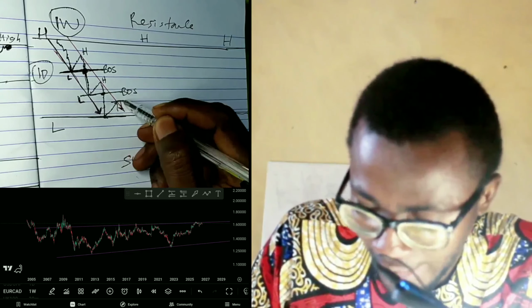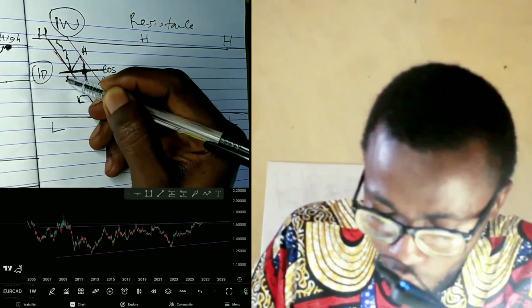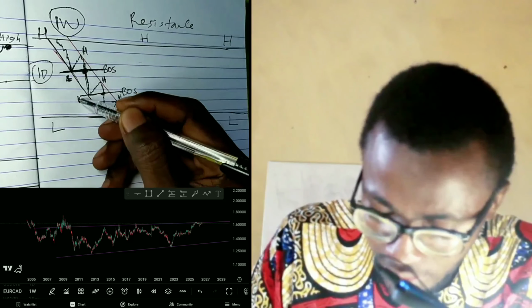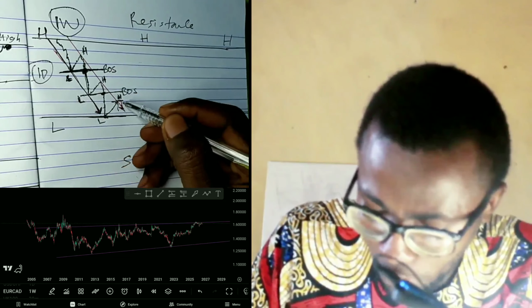Look at this high. This is a high, right? This is a low, right? This is a high. This is a low. This is a high. This is what? A low. Now look at what happened.